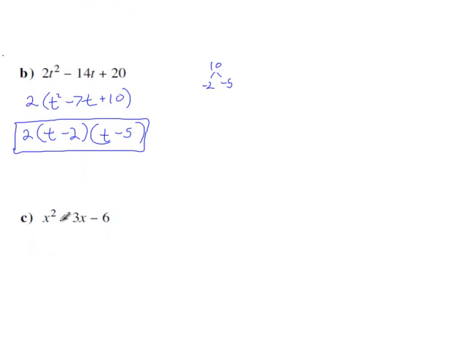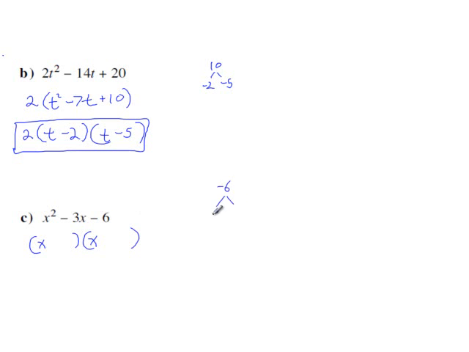Part C. X squared coefficient is 1, so it's the same format as before. I'm looking for two numbers that multiply to get negative 6 and add to get negative 3. So I know that I would have to have one positive and one negative factor. And the negative factor will have to be bigger.